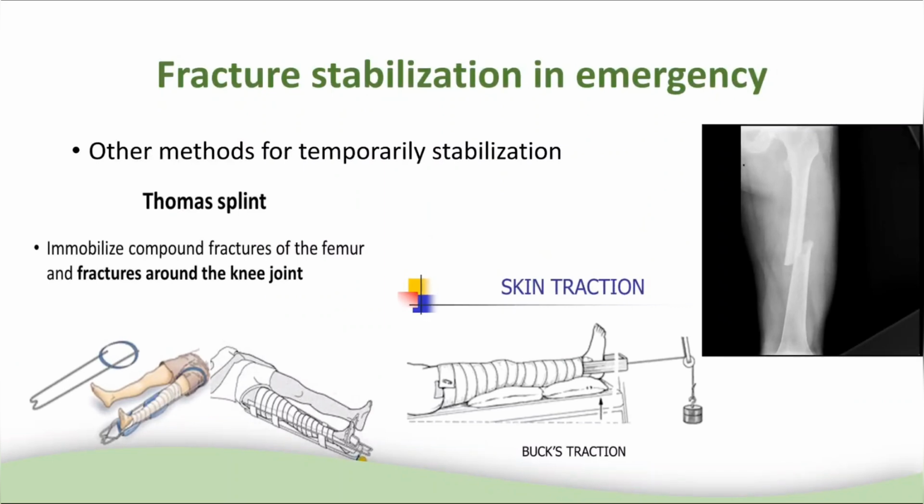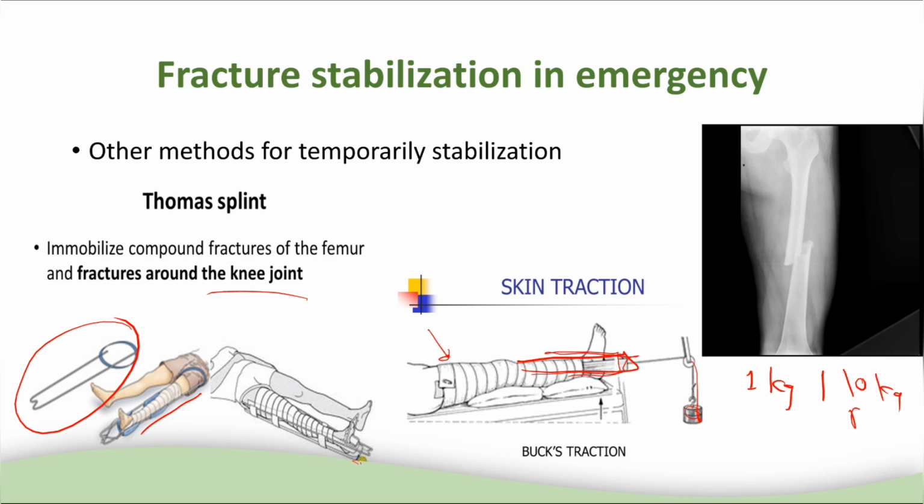There are other methods for temporary stabilization. For example, a femoral shaft fracture needs skin traction, and sometimes you may put the patient in a device called a Thomas splint. It immobilizes fractures of the femur and also the knee joint. If you have skin traction and need to put a weight on the patient, you have to put 1 kilogram for every 10 kilograms of the patient's weight.